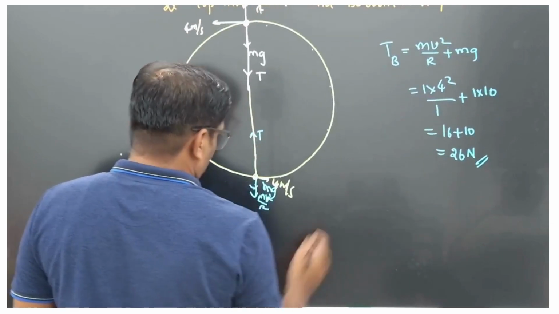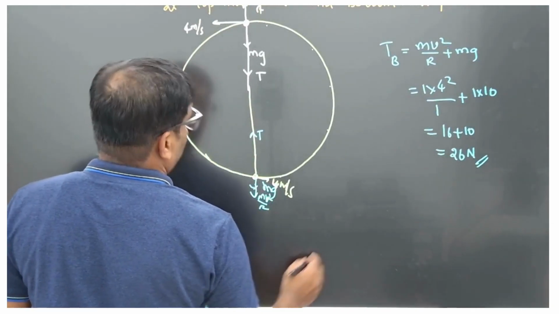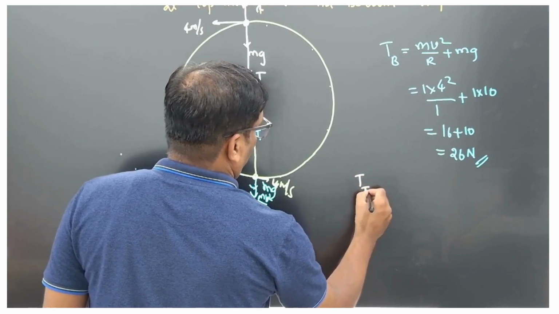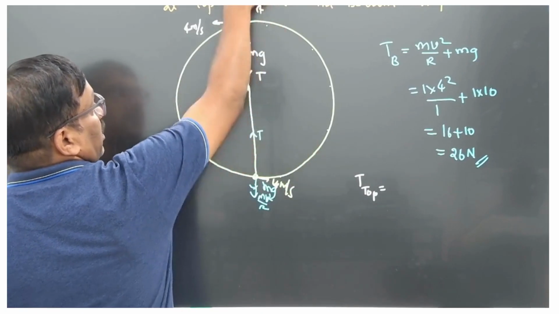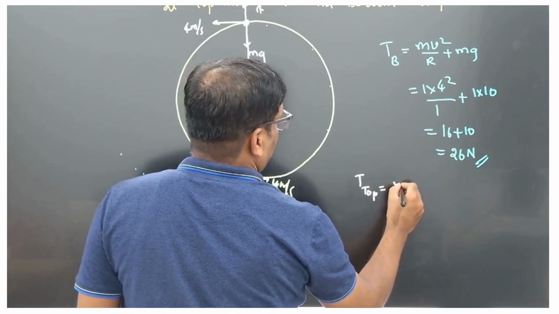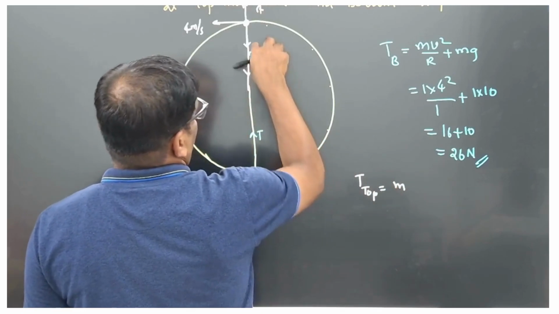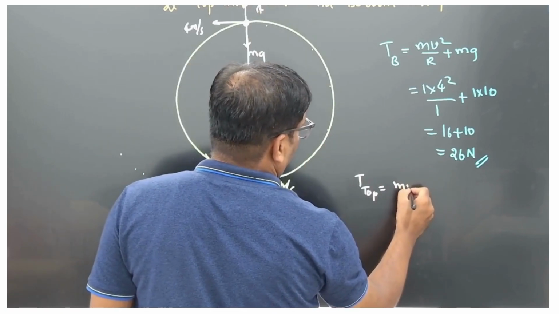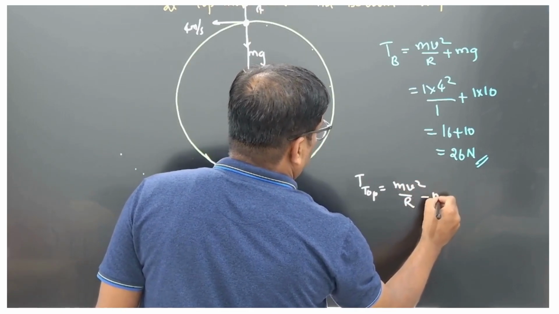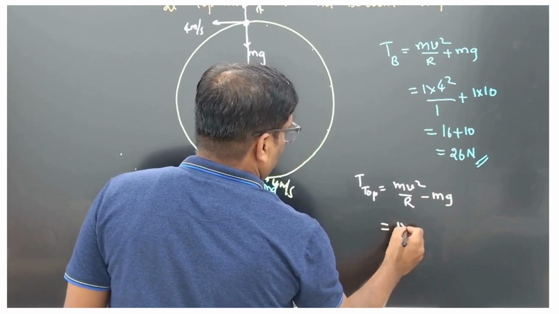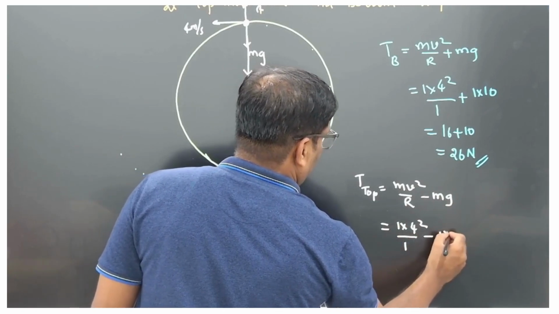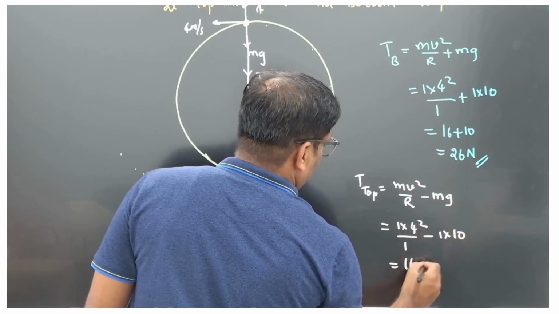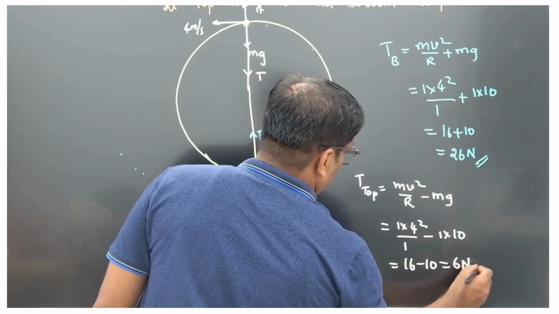Therefore, tension at the topmost point: downward force is mg plus T, it is given. Therefore, T plus mg is equal to mv square by r, so T is mv square by r minus mg. M is how much now? 1 into velocity 4 square by 1 minus 1 into 10. So, 16 minus 10 is 6 newtons.